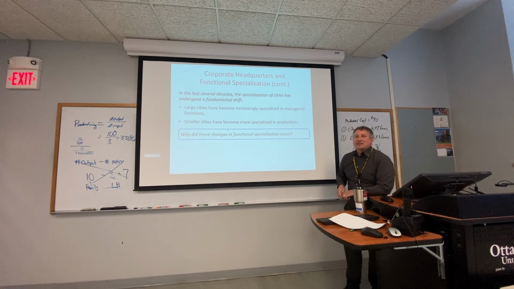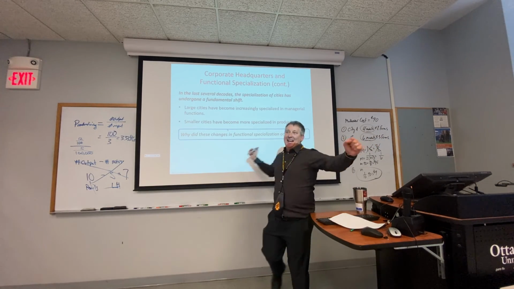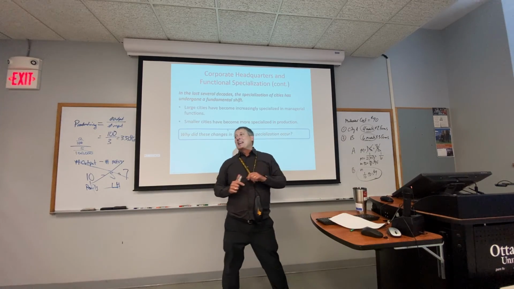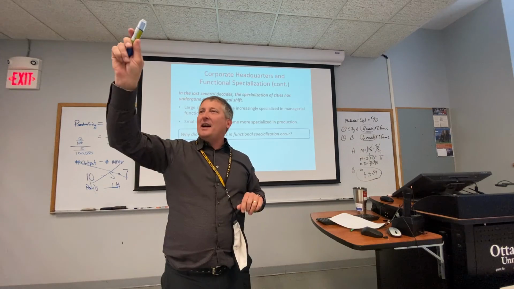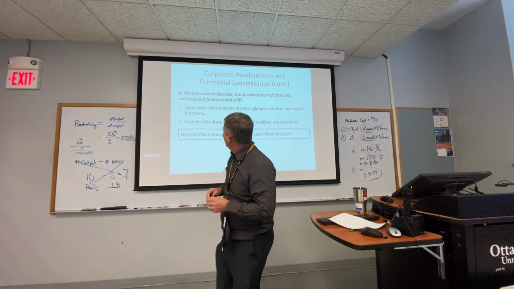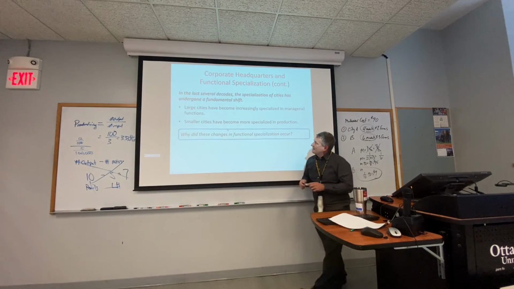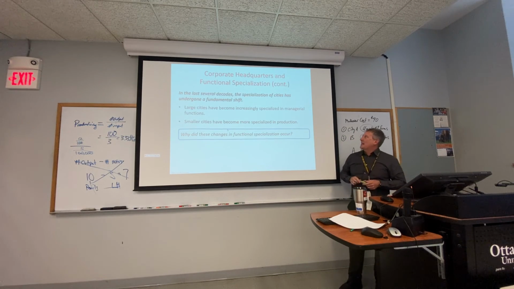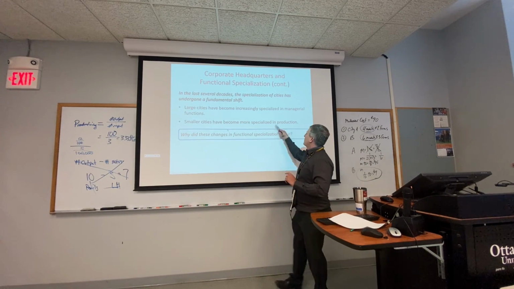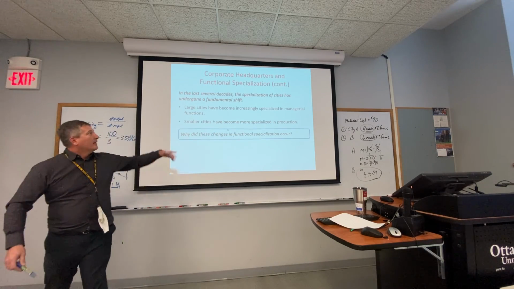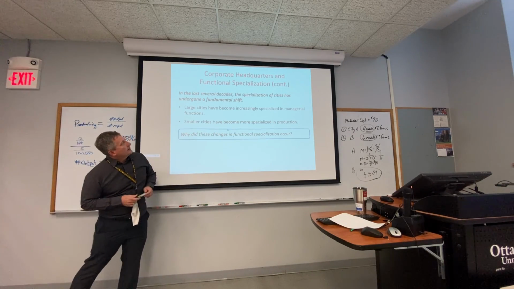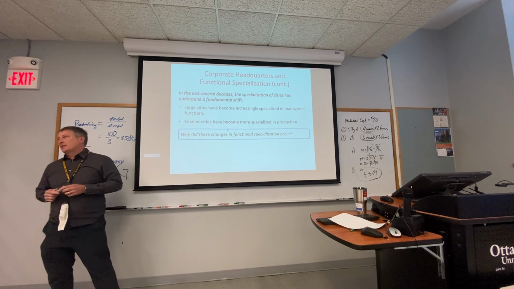Let's see, Carlos, number between 3 and 8. 7. 1, 2, 3, 4, 5, 6, 7. Jacob. What's your guess here? Smaller cities, production, so manufacturing, production of stuff, right? And then big cities, managerial functions.